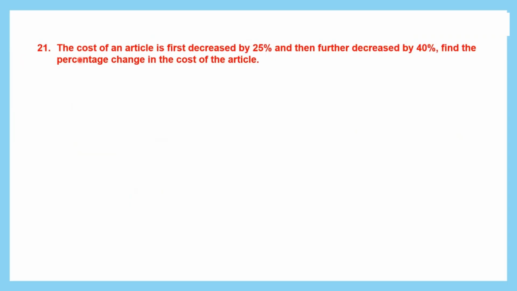Question 21. The cost of an article is first decreased by 25% and then further decreased by 40%. Find the percentage change in the cost of the article. So here again, the cost of the article is not given. And here it says first it is decreased and again it is decreased. Now we have to find the final percentage change in the cost of the article. So again here also, let's consider the cost of the article to be 100 rupees. Then the decrease in cost is 25%.